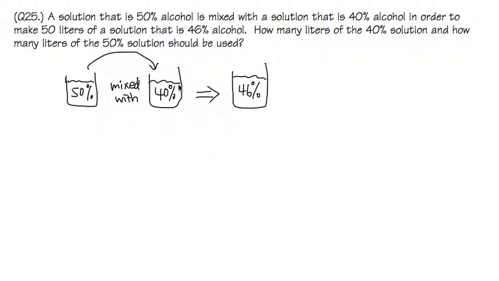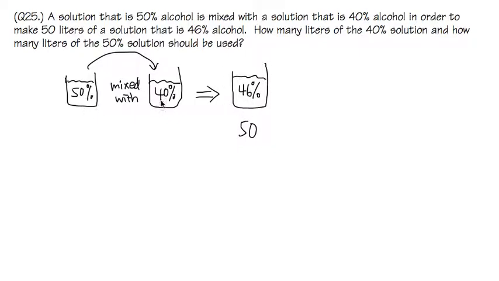This is the deal. You have the 50% and the 40% solutions. You are going to mix them together to produce the 46% alcohol solution. So that's pretty much it. That's the story. And let's figure out how much of each we need. We want to produce 50 liters. Okay, this is 50 liters for the final solution.